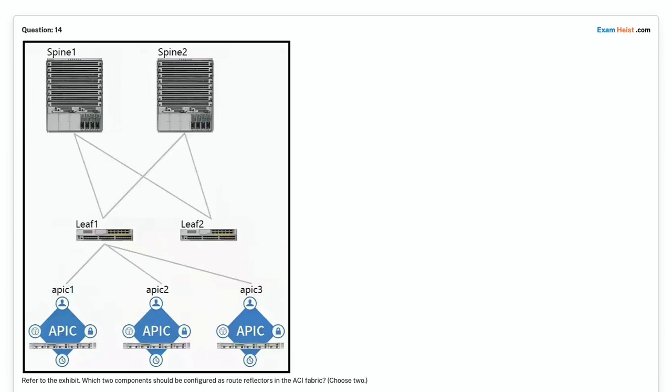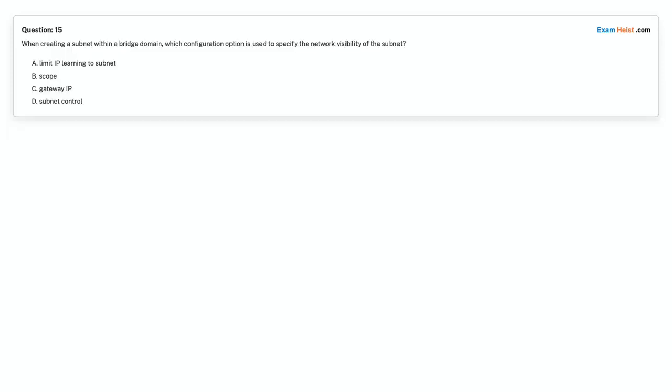Question 14. Refer to the exhibit. Which two components should be configured as route reflectors in the ACI fabric? Choose 2. Option A, spine 1. Option B, APIC 1. Option C, spine 2. Option D, leaf 1. Option E, leaf 2. Option F, APIC 2. Choose the correct answer. Correct answer is option A, spine 1. Option C, spine 2.